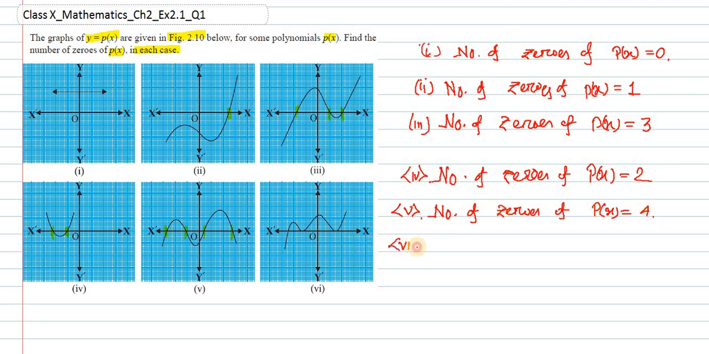Similarly, the last one, the 6th. Here you see the number of times it crossed here is once, here again once. Here you see it has not crossed, but it has just touched. That means the number of times it has touched the x-axis is once, twice, and this is the third. So for question number 6, the number of zeros of p(x) is 3. So these are the numbers of zeros of p(x). I hope it helps. Thank you.